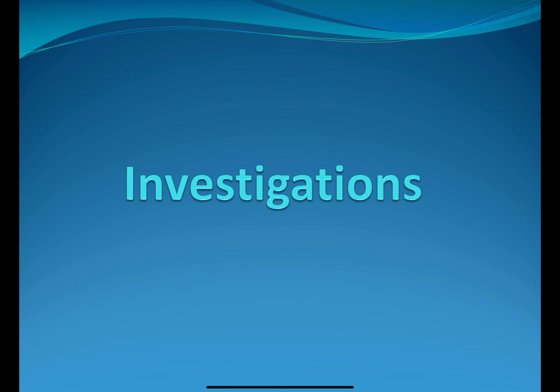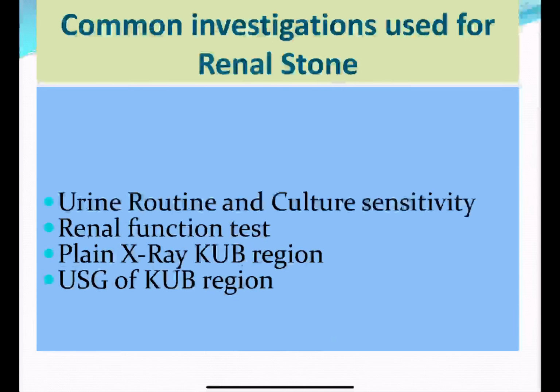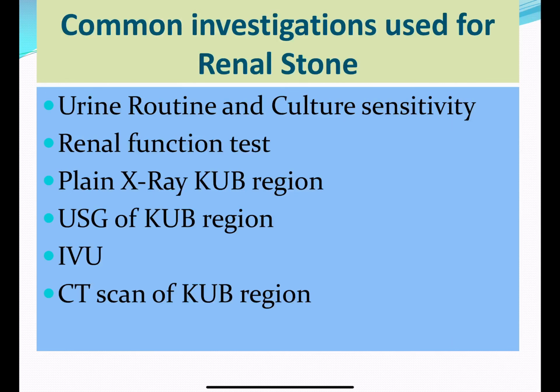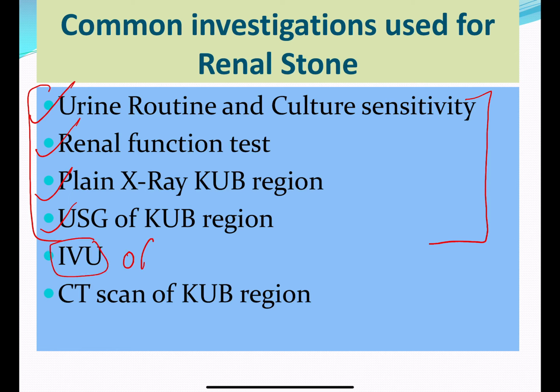So after getting this clinical scenario, we have to investigate. Usually what we can do first is, at once, we give urine routine and culture, renal function test, plain X-ray KUB, and ultrasonogram of the KUB region. And after getting the report, we will almost know there is a stone in the kidney. After that, we can either do IVU or a non-contrast CT scan to get detailed information regarding the kidney stone. Okay, this is one way of doing investigation.